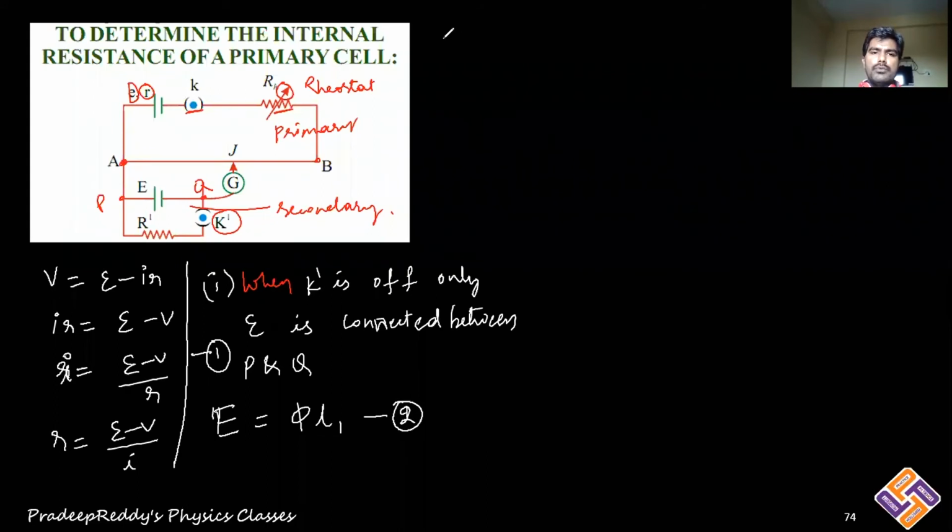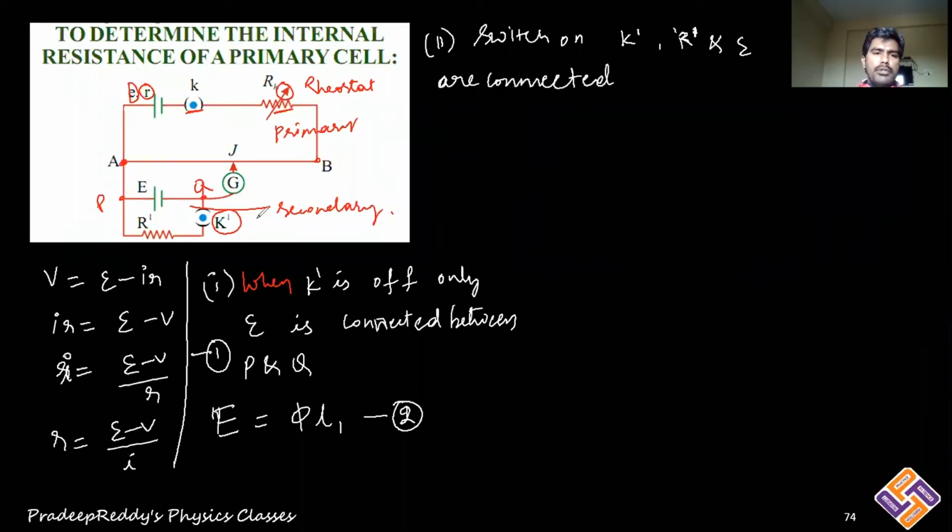Now step number 2, switch on K dash. When you switch on K dash, what is the effective circuit in the bottom? PQ is in parallel with R dash. So R dash and E are connected.